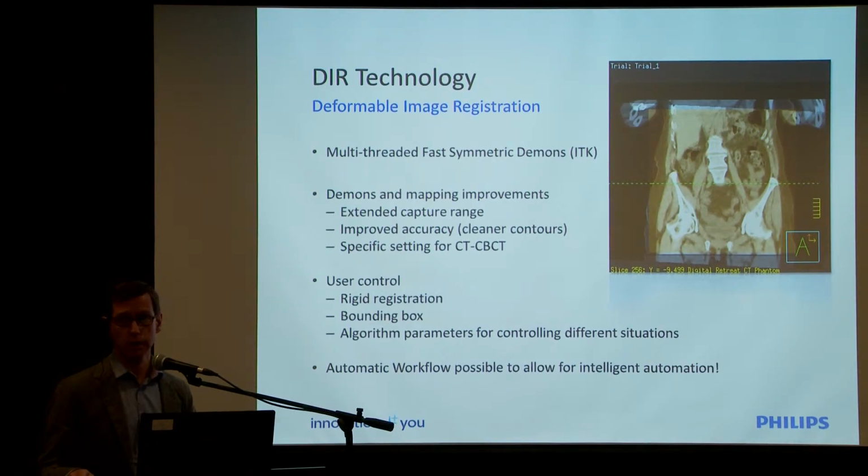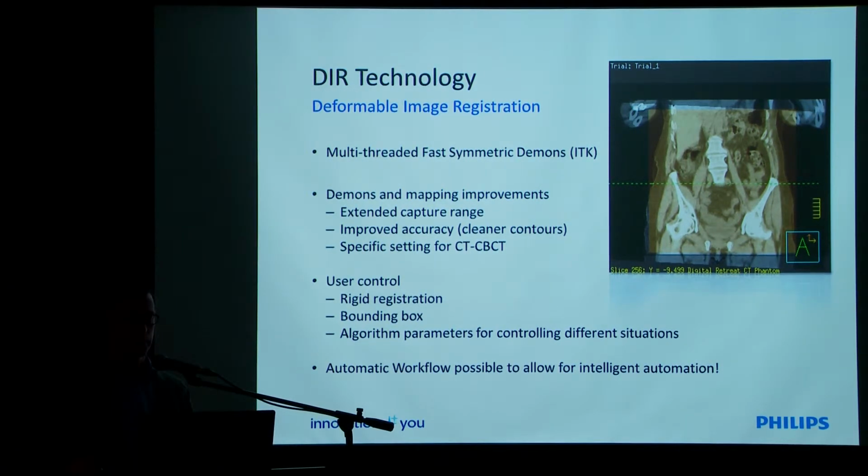The technology behind the deformable image registration is multi-threaded fast symmetric daemons. I know it's a lot to say. Basically there's improvements in the daemons algorithm for extended capture range. So in order to do the deformation, for each voxel in the data set, it needs to search for a more appropriate voxel in the new data set, and it has basically more possibilities to find a more appropriate voxel. So that includes an extended capture range.